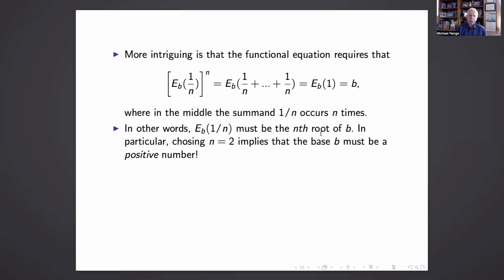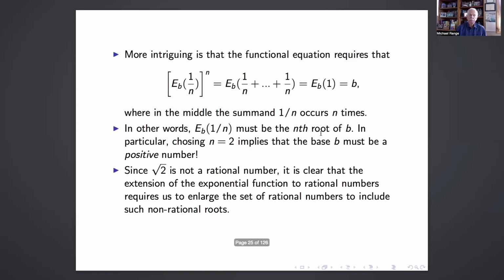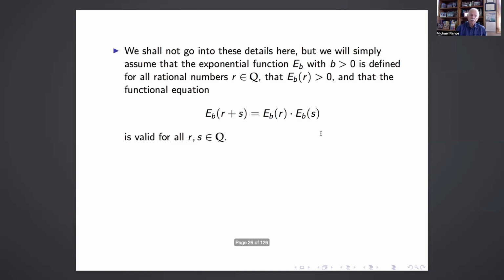In particular, if you choose n equals 2, this implies that the base b must be a positive number, since it is the square of some number. For example, if you take the square root of 2, and we know it's not a rational number, so it is clear that the extension of the exponential function to rational numbers requires us to enlarge the set of rational numbers to include such non-rational roots.